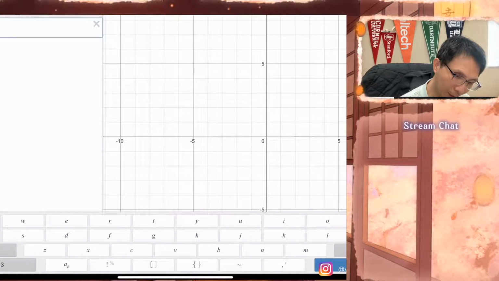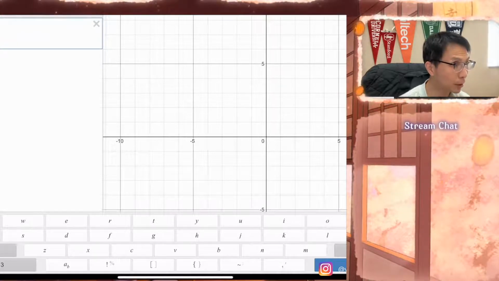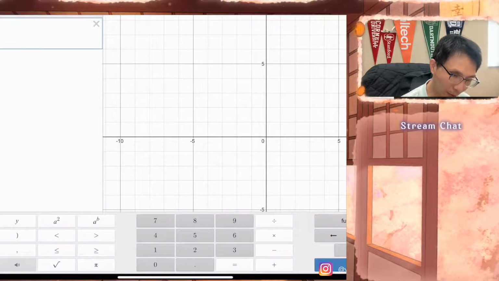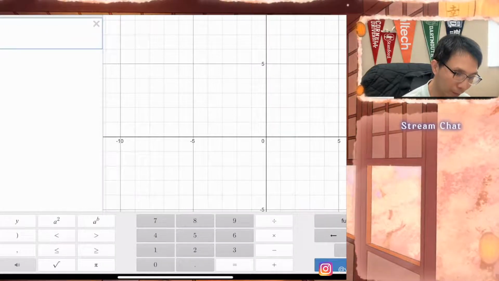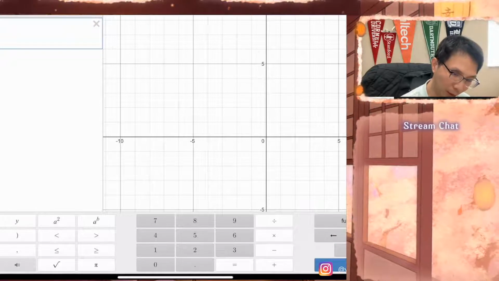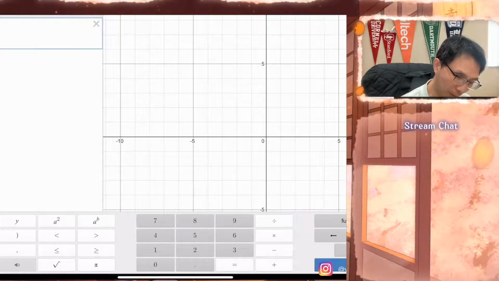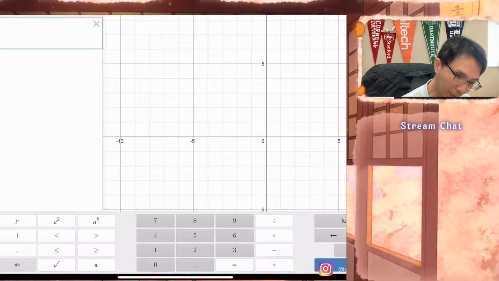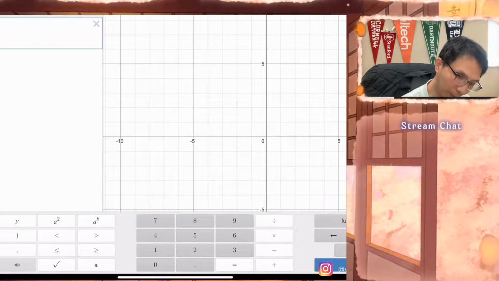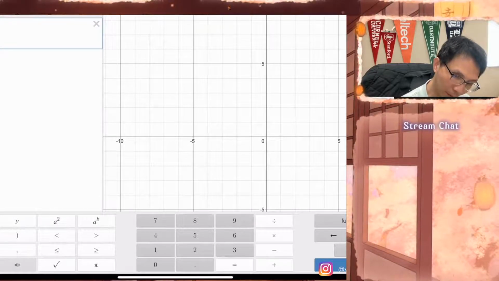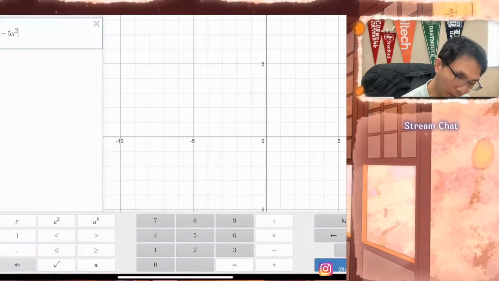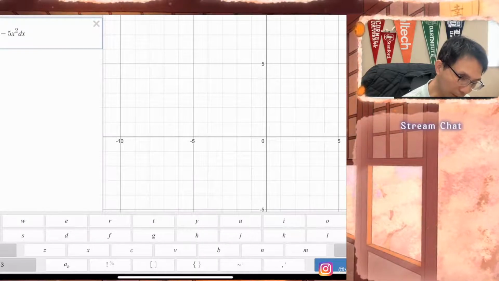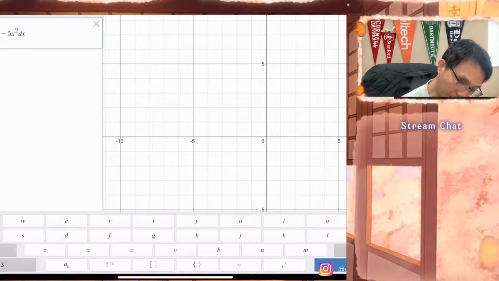Just type in int. Int is going to show up as integral. Okay, and then between what values? 1 to 3, right? Is that right? And what was the function? 2x to the cube. That's obviously wrong. Minus 5x squared. And dx. So obviously you need dx here. And you also can do it on your integral too. And you probably need a parenthesis, I think.